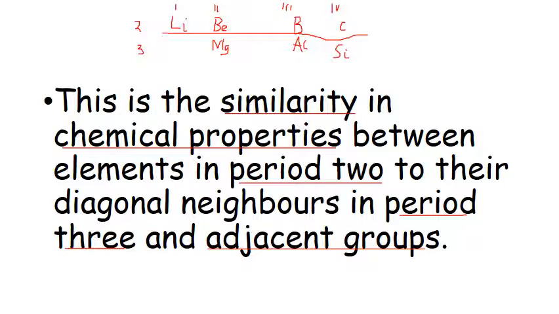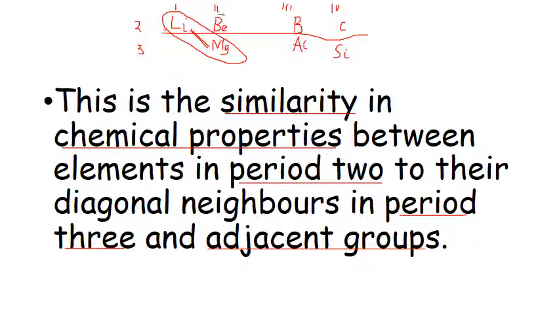So the diagonal shape we are talking about, when they talk about chemical properties being similar between elements in period 2, we mean these particular elements, these ones here, and their neighbors in period 3, which is this particular period here, and adjacent groups. Adjacent groups, this is the first group, and this is the second group. So you find that adjacency is something of this nature, not just directly the opposite. This is adjacent. So these two, lithium and magnesium, have similar properties.